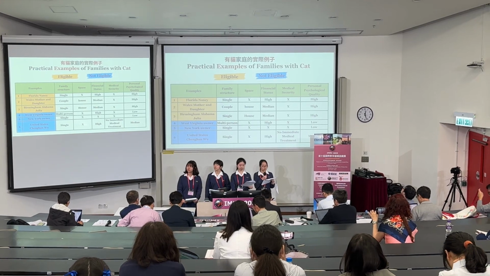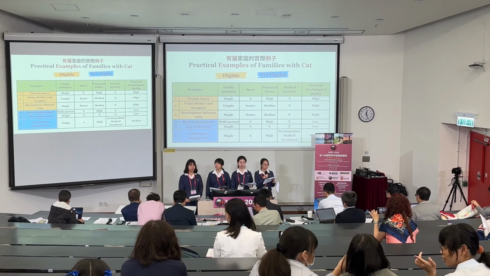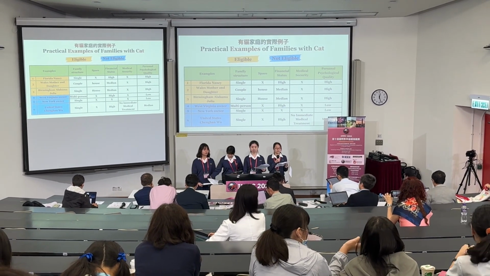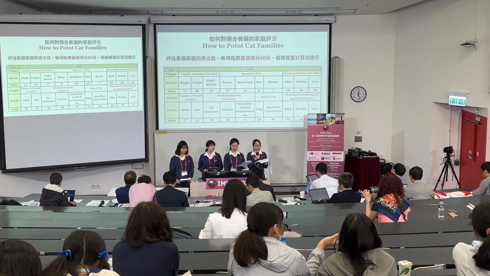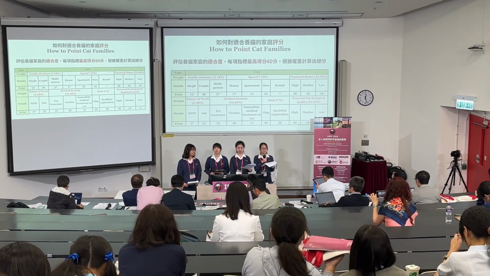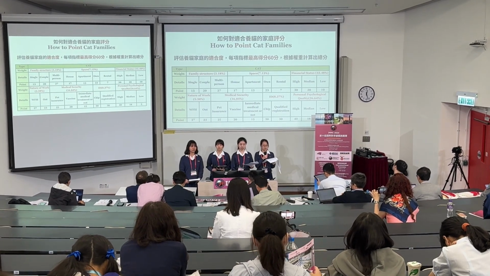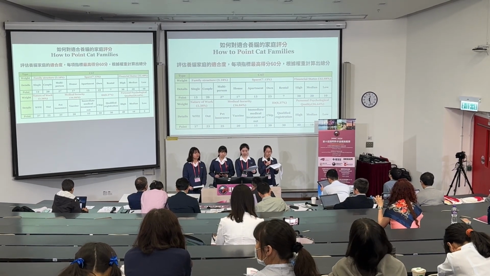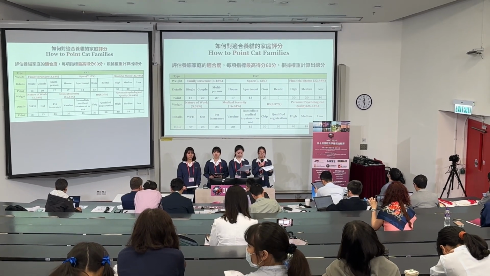Here are 6 examples of families with cats, highlighted in yellow as eligible, and in blue as not eligible. Families eligible for owning cats have higher psychological quality, which will be detailed in a following presentation. This is a scoring chart for families suitable for owning cats. We divided the 7 indicators into 20 sub-items and assigned points based on their suitability. Each indicator has a total of 60 points, which is then multiplied by the weights to obtain the final points.